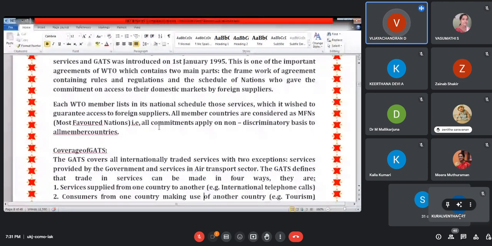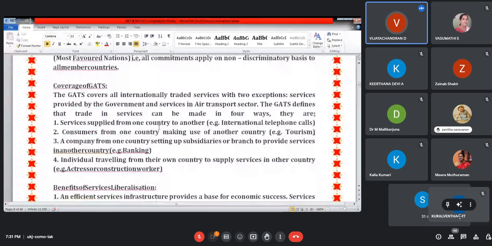What are the services coming under the GATS? I told what are the items coming under the service. So first one is international telephone calls. First one, the service supplied from one country to another country, that is telephone calls. Next one is tourism, consumer service, tourism. And next, banking. One country is setting up the subsidiary of another country, that is banking or insurance. I will say insurance. So these are all coming under services.